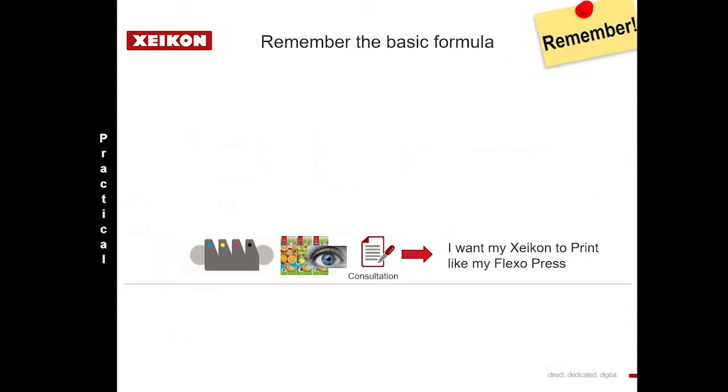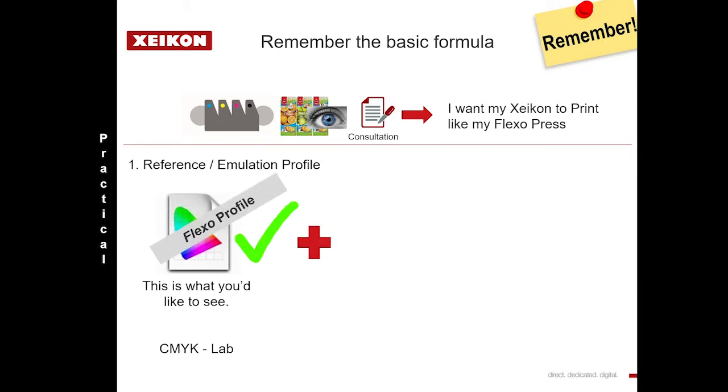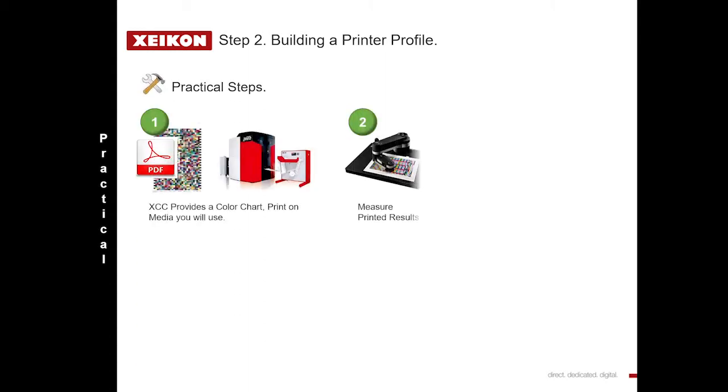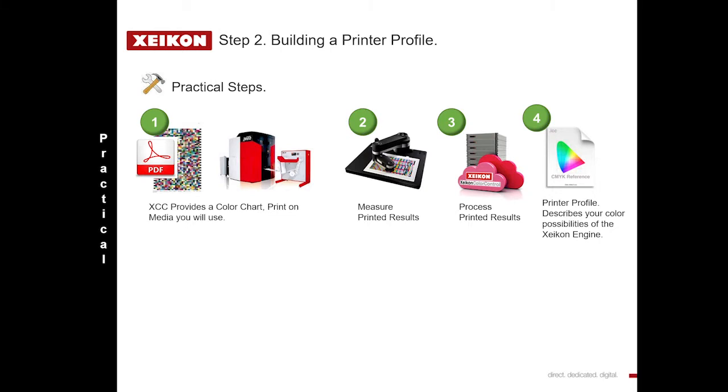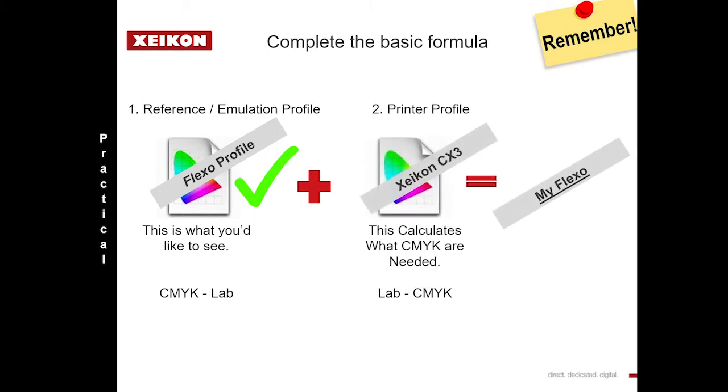So if you remember the basic formula, we now have this part of the formula completed. And hopefully to achieve the final result for the customer, we need to finish this formula by making our Zycon profile. So step 2, in fact, it's the same 4 steps. And the result of that is we end up with our printer profile describing how our Zycon engine is working. So now our formula should be complete. And in theory, we have all the pieces now to build a workflow.